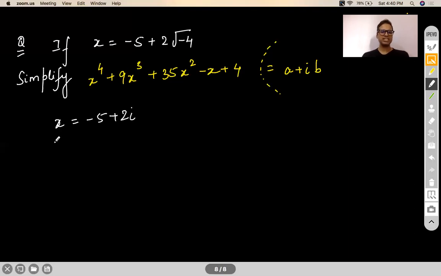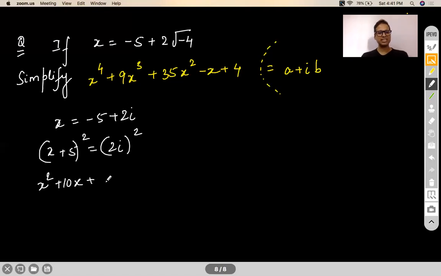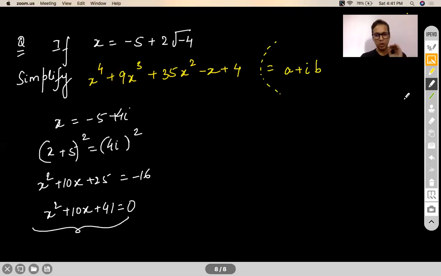Let us try to play with this expression. So let's take the minus 5 to the other side. Let's square both the sides. So if you square both the sides, this is what you end up seeing. Oh, it was 4i, my bad. Yeah. So you'll end up seeing something like this: x square plus 10x plus 41 equal to 0. Correct? Now, all of you please pay attention.